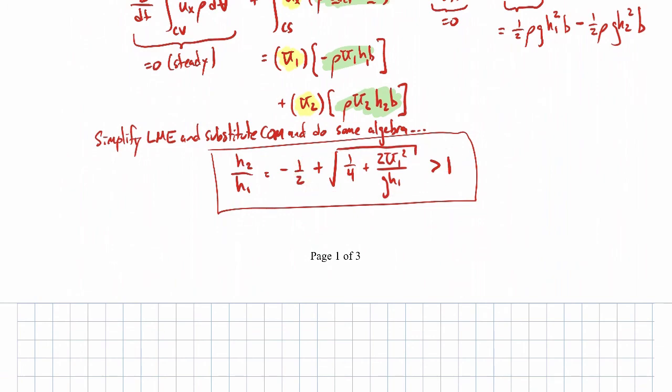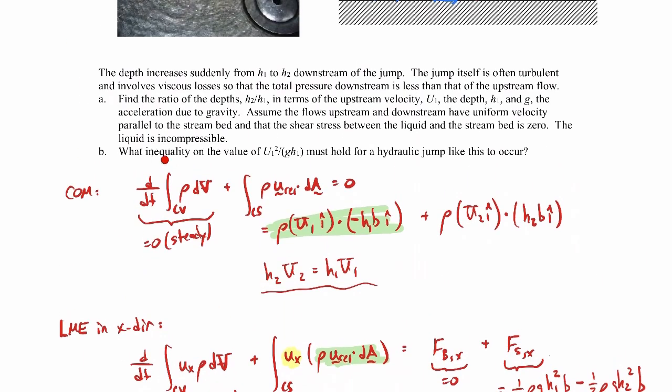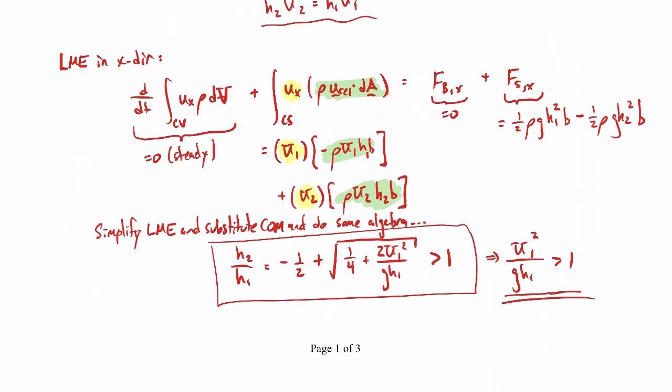So if I rearrange this to solve for U1, what kind of upstream conditions we have to have in order to solve that inequality, what you'll get is that U1 squared over G H1 has to be greater than 1. Okay, so in order for this inequality to hold true, that must be true, so that H2 over H1 is greater than 1. So this is actually part B of the problem. If you look up here in the problem statement, one inequality on the value of that parameter must hold for a hydraulic jump like this to occur, and that's what has to happen.